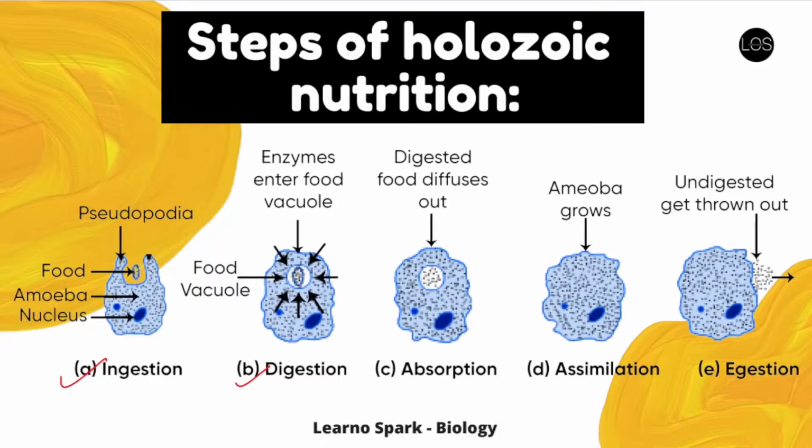What does this mean? This means that these digestive enzymes will break down the complex food material present inside this food vacuole into smaller ones. The next step is absorption. After the complete digestion, the food will be absorbed into the cytoplasm of amoeba's body. After that, the absorbed food will be used for the process of assimilation, and then the undigested waste is egested out from the body. With this, the nutrition in amoeba is completed.